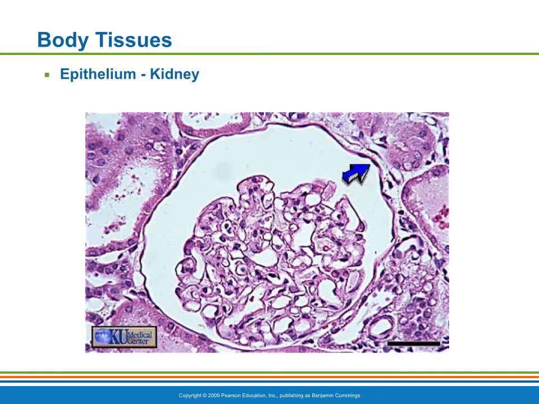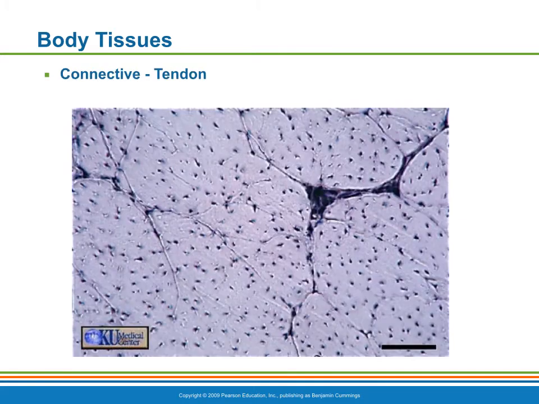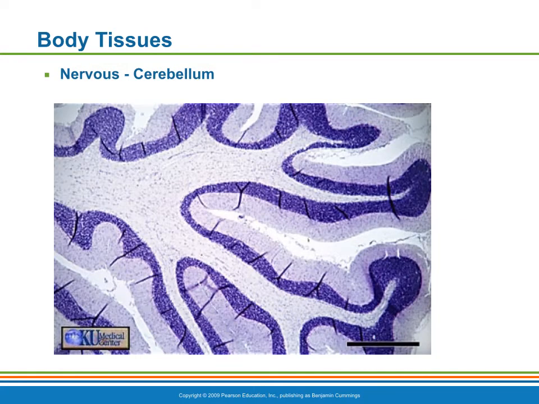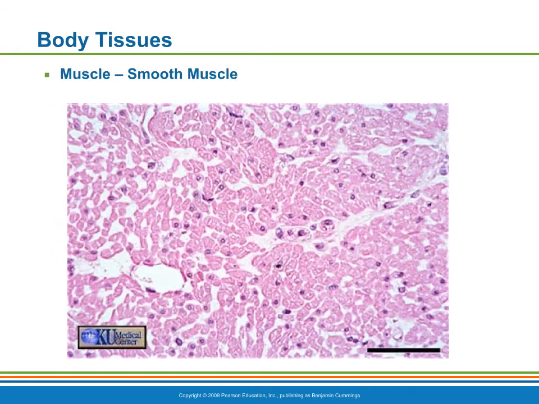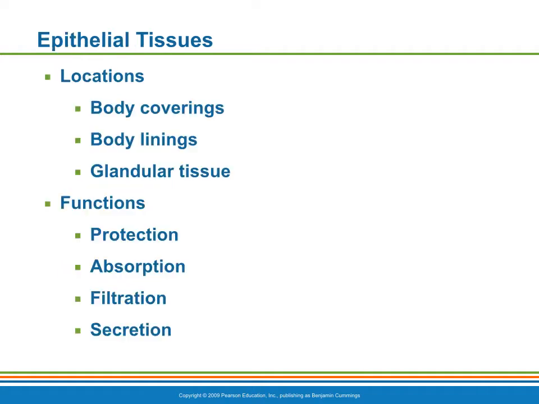All right, here's a type of epithelial tissue. Here's a type of connective, nervous, and muscle. Our focus in this lecture will be all about the epithelial tissues. An epithelial tissue is a sheet of cells that covers a body surface or lines a cavity. Epithelium occurs in the body as covering or lining epithelium and as glandular epithelium. And we'll talk about those at the very end of this lecture.